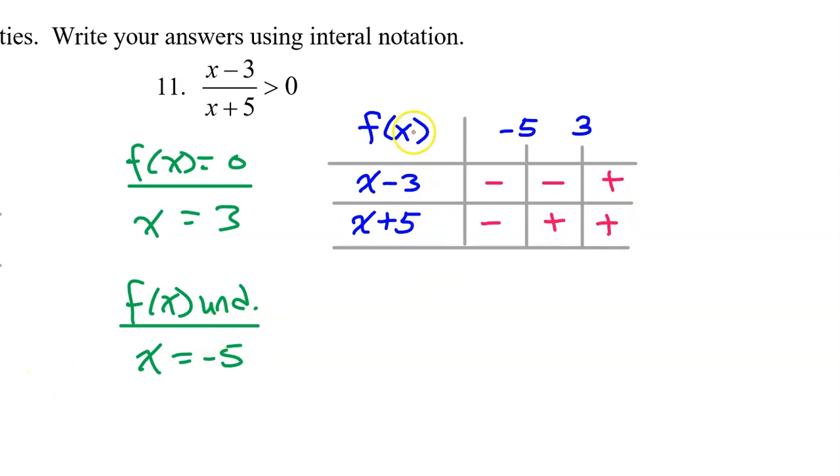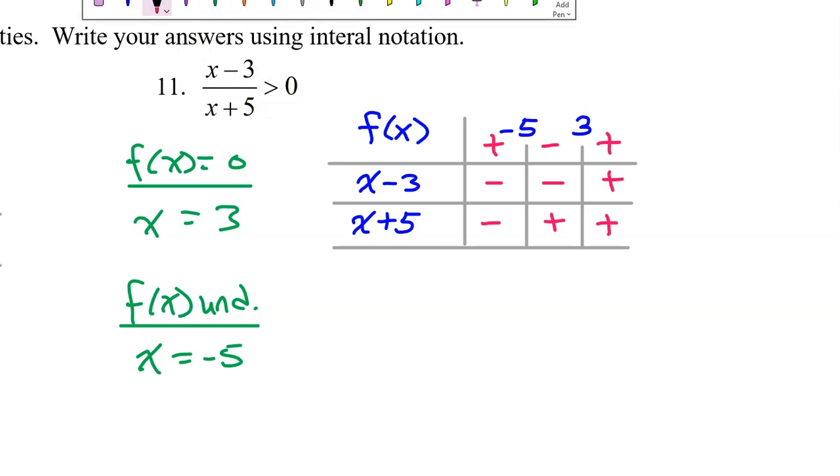The overall sign of f of x will be positive in the first interval because of the even number of negatives. It will be negative in the middle interval because of an odd number of negatives, and positive in the last interval. We are looking for values of x that will cause f of x to be greater than 0. So the solutions will be in the intervals where f of x is positive. That's here and here. We will not be including any endpoints this time because we only want values that will cause f of x to be greater than 0, not equal to 0, not undefined.